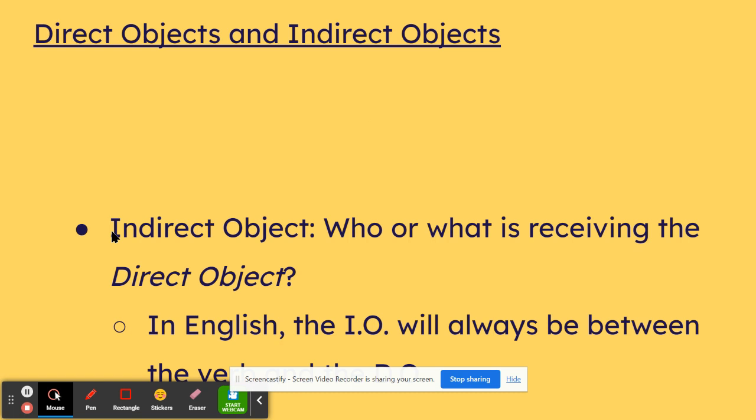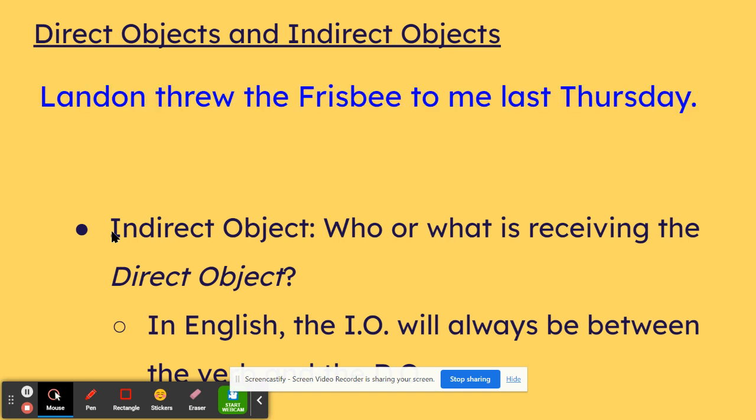Let's take that same sentence we've been using and change it around just a little bit. "Landon threw the frisbee to me last Thursday." We've taken the word "me" and we've moved it out from in between "threw" and "frisbee," and we've moved it past the direct object, and notice that we had to connect it to the sentence with the preposition "to." It still answers the question, who is receiving the frisbee, but it does not come in the location between the verb and the direct object. So therefore, "me," even though it answers the question, is not in the correct position to be an indirect object.